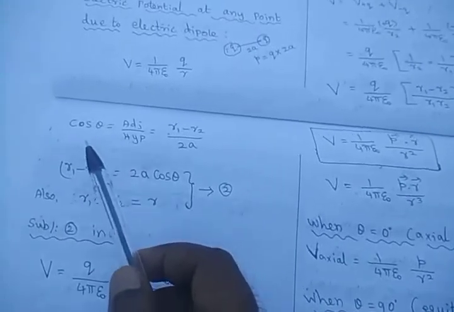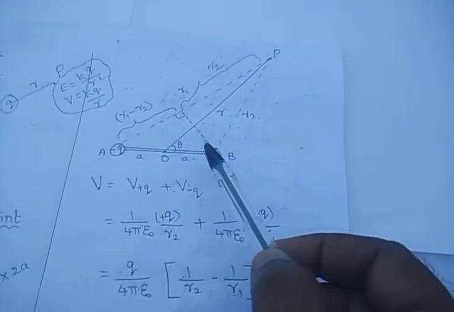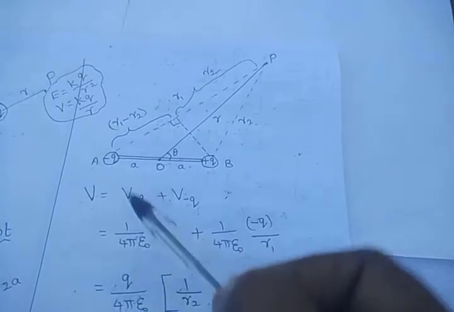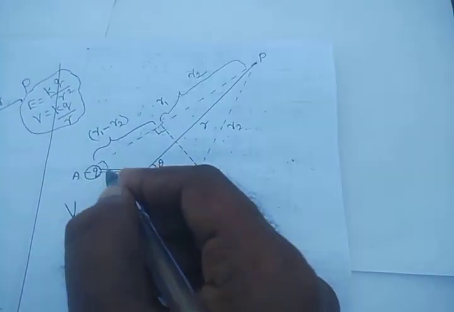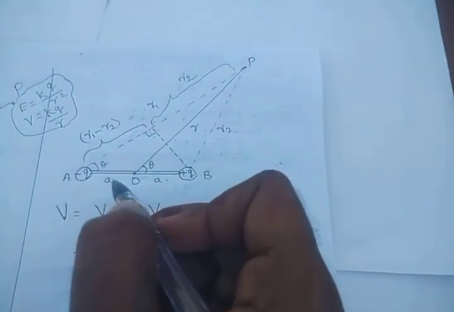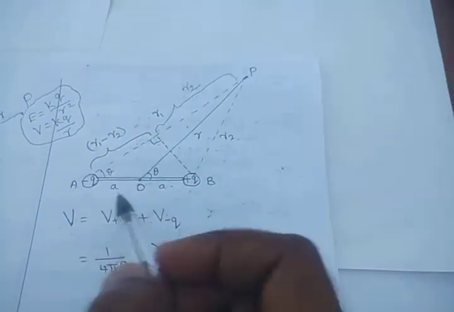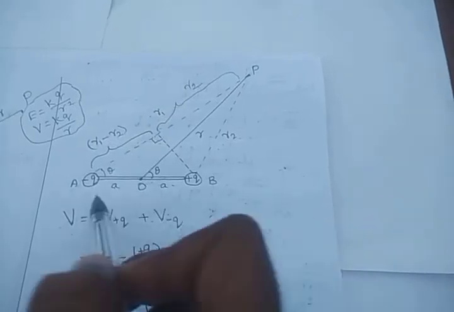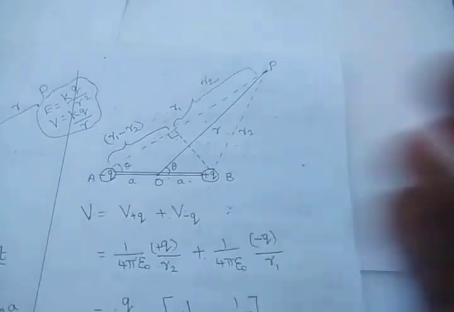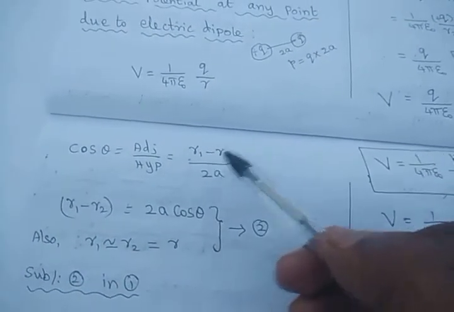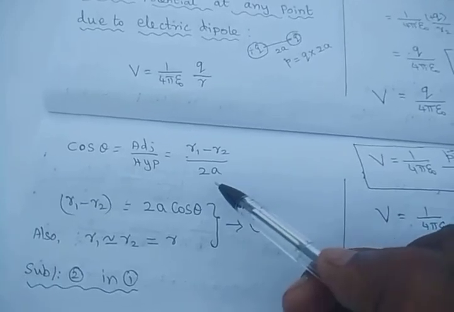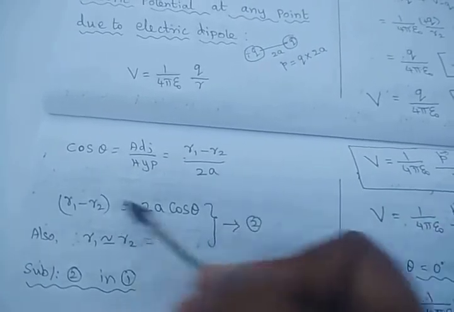Now you see the cos theta. Why do we use cos theta? In order to find R1 minus R2. This is an angle theta, this is 90 degrees, hence this angle also becomes theta. So cos theta is adjacent side by hypotenuse. The adjacent side is R1 minus R2 and the hypotenuse is 2a. So we can write cos theta equals R1 minus R2 by 2a. R1 minus R2 is equal to 2a cos theta.